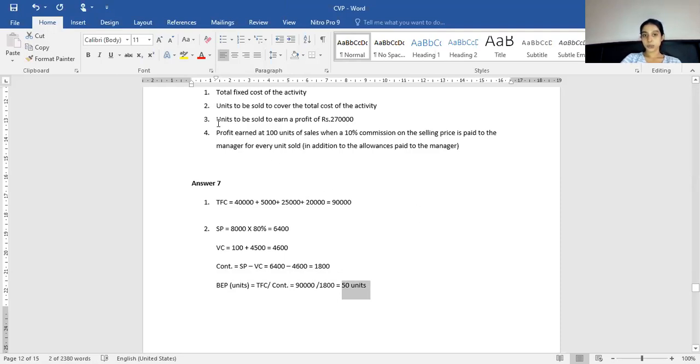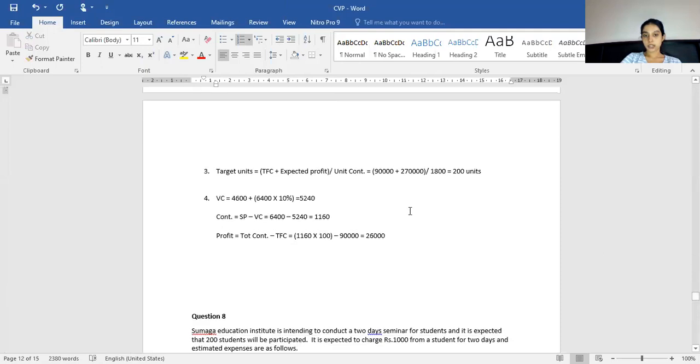And next question: units to be sold to earn a profit of 270,000. So again, we can use the target unit equation. Total fixed cost is 90,000, expected profit is 270,000, and the unit contribution is 1,800. So the target number of units to be produced or sold to earn a profit of 270,000 is 200 units. Okay.